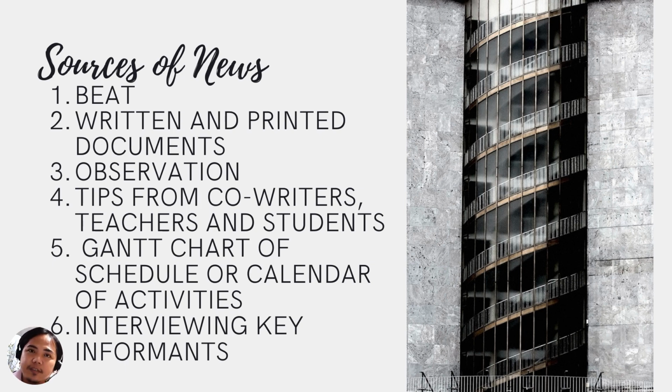Fourth, tips from co-writers, teachers, and students. So that is why it's very important that news writers have an enlarged social circle. Fifth, Gantt chart of schedule or calendar of activities. And sixth, interviewing key informants. This is the gathering of information on a person to person basis, straight from the experts or any resource person as a credible source.